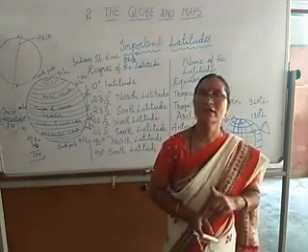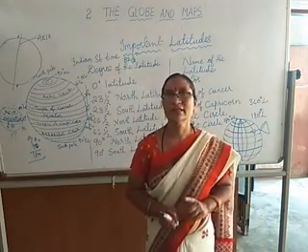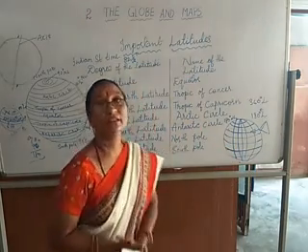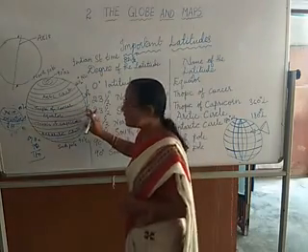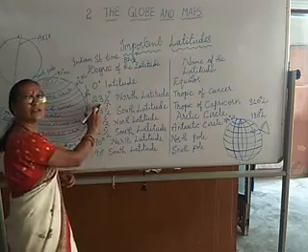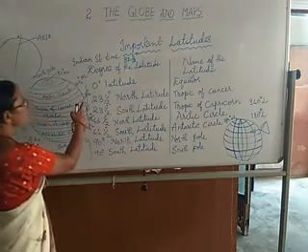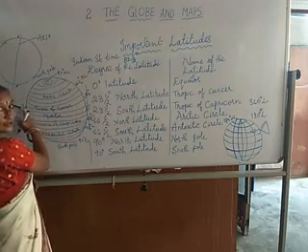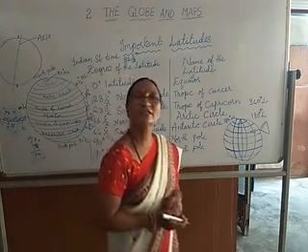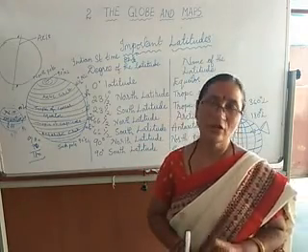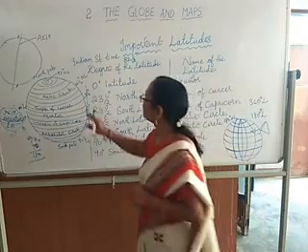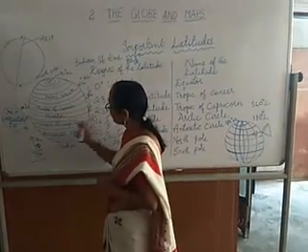Second one is 23.5 degree north latitude. It is also very important. It is called the Tropic of Cancer. That line, 23.5 degree north, is called the Tropic of Cancer. And coming to the south, 23.5 degree south latitude is called the Tropic of Capricorn.